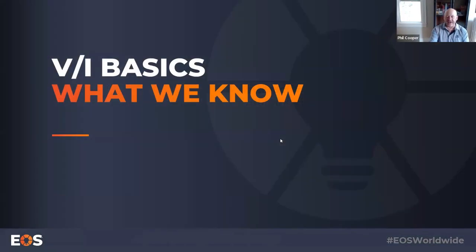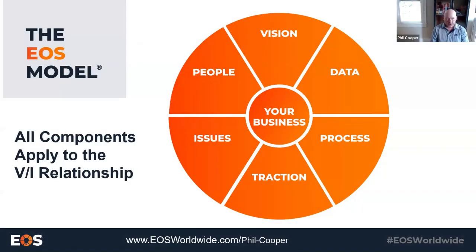Okay, now, some VI basics, what we know. First of all, the components in the VI, we work with all the components. So when we're teaching a tool, many times, like the people analyzer is a people tool, and the scorecard is a data tool, and the VTO is a vision tool. And usually when we teach a tool, it's one of the components. The VI relationship, the VI duo, the VI same page meeting, it's all the components. Everything's in play. You've got to be on the same page with the vision, with the people, with the data. You've got to have a clear issues list. If process is not working, we have to know which one it is, and we have to be on the same page with traction. That means there's a lot in play here and a lot going on.